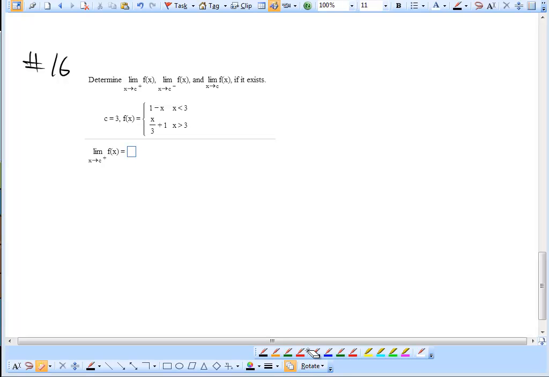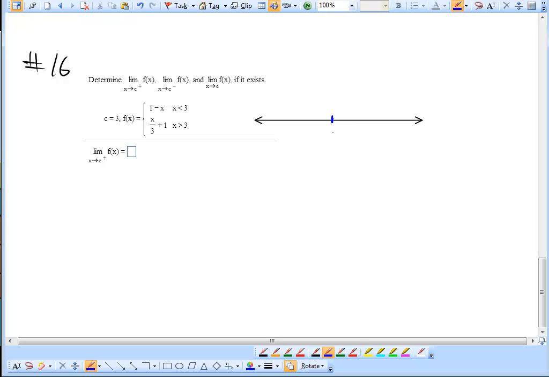All right, now let's look at number 16. So we're looking at the limit. First, they ask the limit as x approaches c from the right. Oh, but it's 3 from the right. So I'm going to just sketch this on a number line, because I'm not given a graph anymore. I'm just told how this thing behaves only by its function.